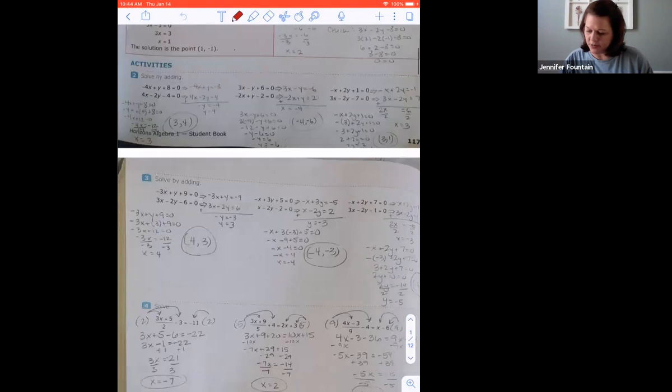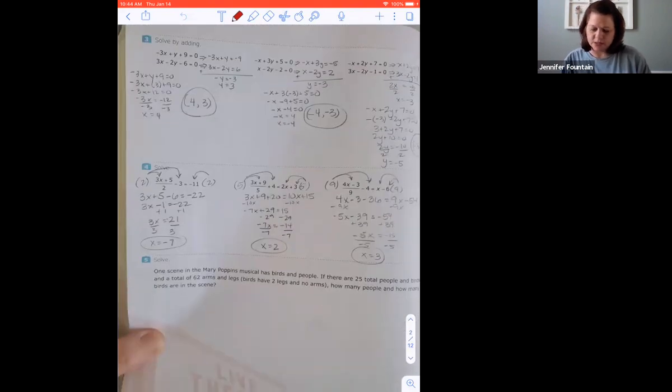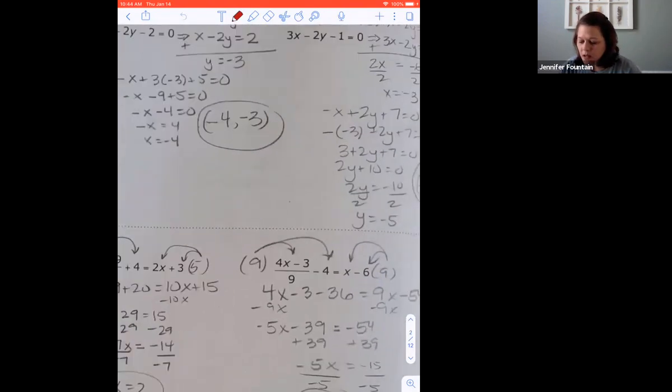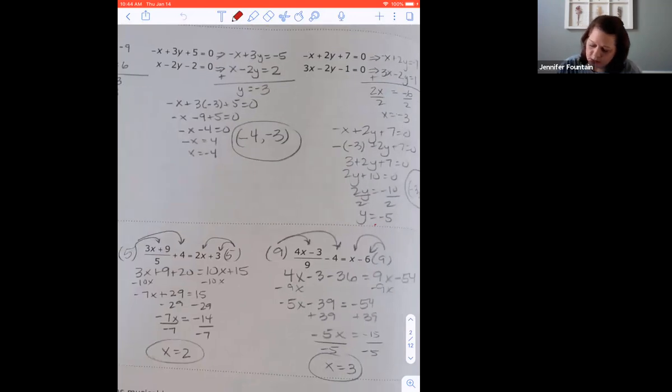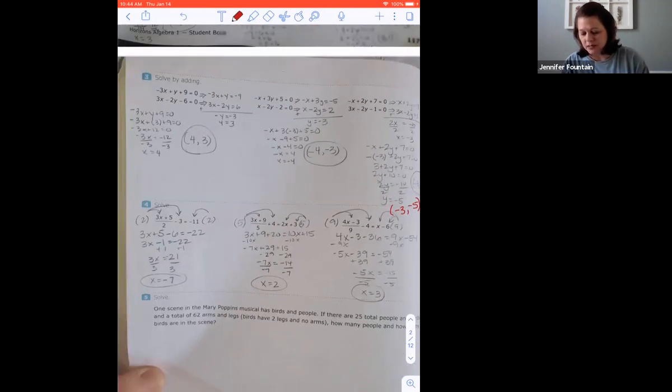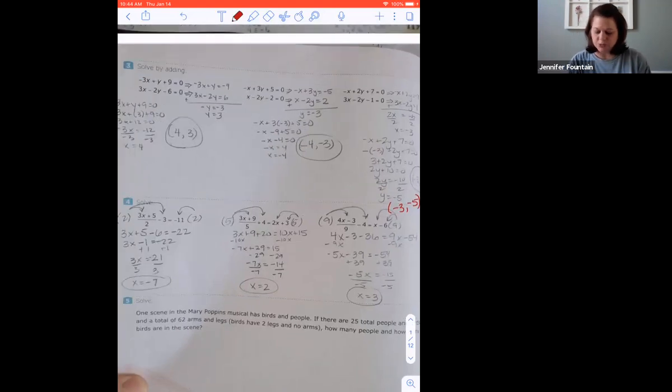Is right here. All right, so the first one, if x is 4, y is 3. The second one, if x is -4, y is -3. And of course, this one cut off. So our answer here is going to be -3, -5. Okay, so those are our 3 answers for activities 3, page 118.